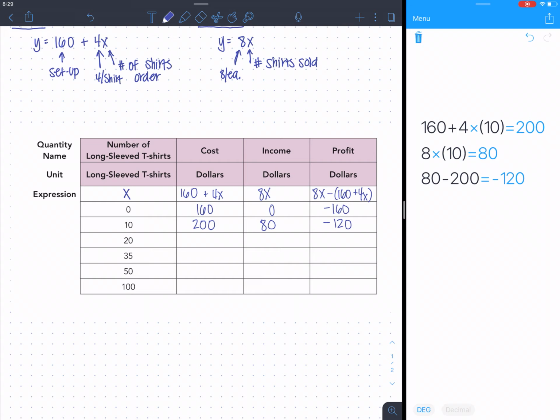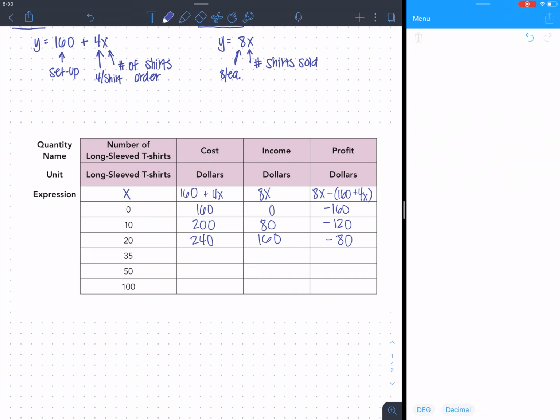20 long sleeve shirts. So 160 plus 4, this time with 20 shirts. That's 240. And then my income, 8 times x, which is 20 this time. So 160. To find my profit, I'm going to subtract my cost from my income. So we have 160 minus 240. Now we're only negative 80 profit.